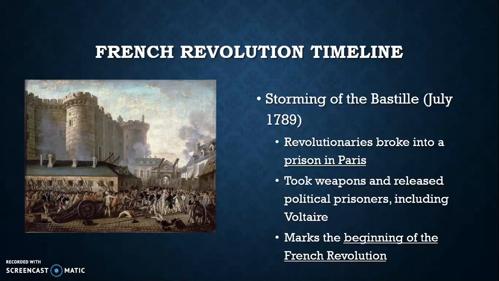So in July of 1789, revolutionaries realized that if they were going to have a chance to fight against the king, they needed some weapons. So they broke into a prison in Paris called the Bastille, and they took weapons. They also released political prisoners, including one of the Enlightenment thinkers, Voltaire. This event marks the beginning of the French Revolution.